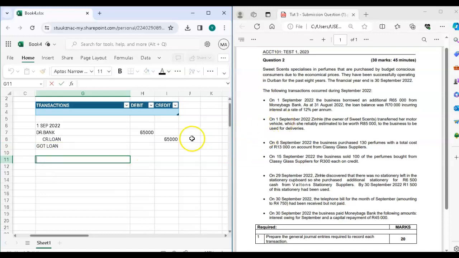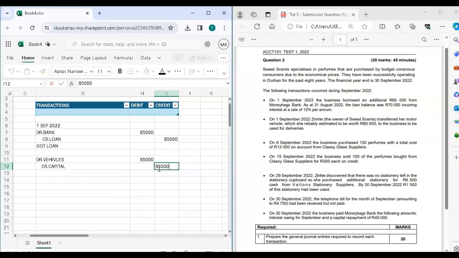The next one, 1st of September 2022. It's the same date as this, so we don't need to put a date, right? So we start, debit. What are we debiting? The owner transferred her motor vehicle into the business worth 85,000. As soon as you hear this type where the owner contributes something to the business, it's capital, right? But what is increasing here? It's vehicles, right? Debit vehicles. And then obviously you're crediting capital, because when you credit capital, it's the owner's equity which increases. The amount is 85,000. So 85,000 debit, 85,000 credit.